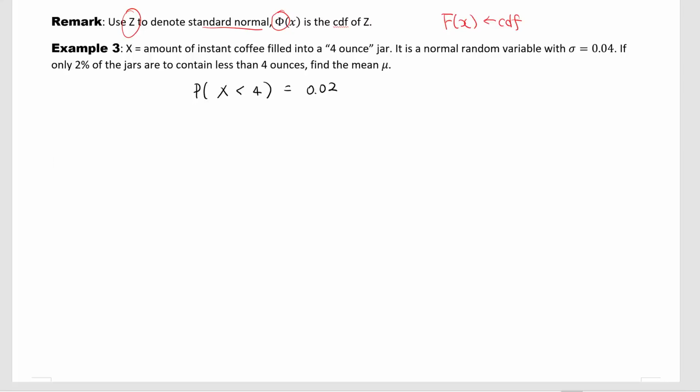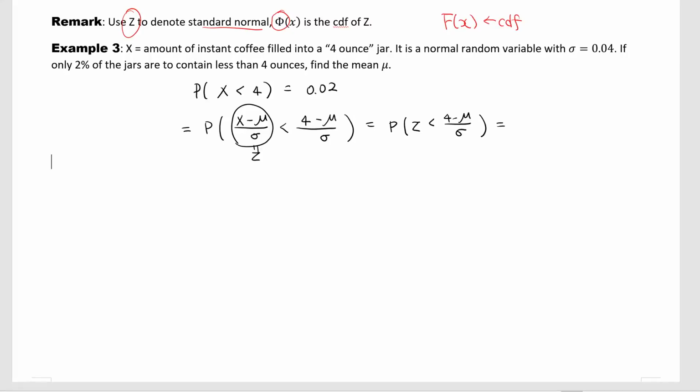Okay, let's see. Remember when we're given a normal distribution, we want to transform it into a standard normal distribution. And how? We subtract the mean and divide by sigma, and you do the same thing to the 4. The inequality sign stays the same, because subtracting a number won't change the inequality, and dividing by a positive number won't change it either. And now this is z. So P of z less than 4 minus mu over sigma. And we want the CDF. For a continuous random variable, the endpoint does not matter, so this is the same as z less than or equal to 4 minus mu over sigma.